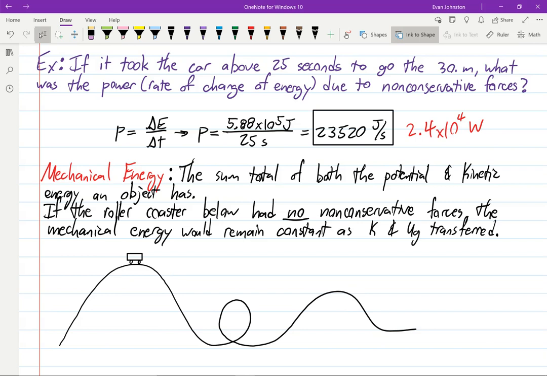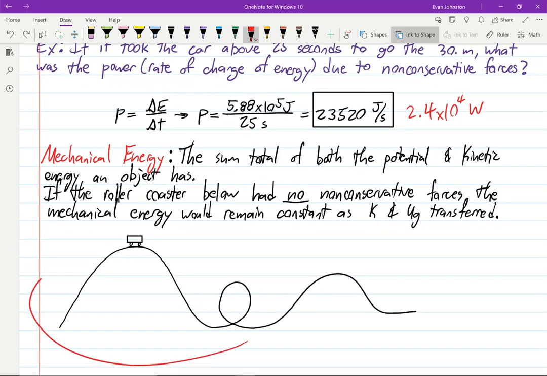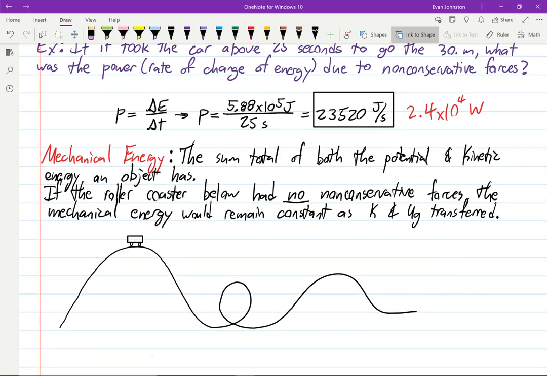They talk about mechanical energy and what the heck that is. So mechanical energy is just the total, the sum, so the combination of both the potential and kinetic energy an object has. So I drew just like really quickly this little silly roller coaster example. And so if there was no non-conservative forces, so there's no friction, there's no air resistance, there's no drag, there's nothing weird that is going to dissipate energy, essentially, like no sound even, because sound is dissipating energy.